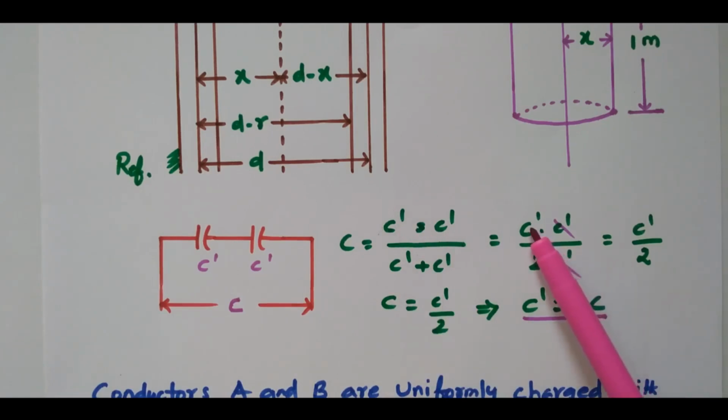So that is equal to C dash times C dash divided by 2 C dash. By adding these two, we got 2 C dash, so one C dash got cancelled. So C dash divided by 2, right? So C equals C dash divided by 2. From that, C dash equals 2 times C. The capacitance per conductor equals 2 times the total capacitance. C dash equals 2C. So we will find both C as well as C dash, the total capacitance as well as the capacitance per conductor.